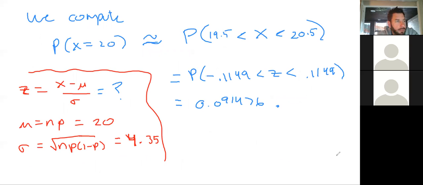So again, this is an approximation, but it's pretty accurate if you went and did the computation carefully of the binomial. Does anybody have a question, comment, concern? Okay, so that was the first part.